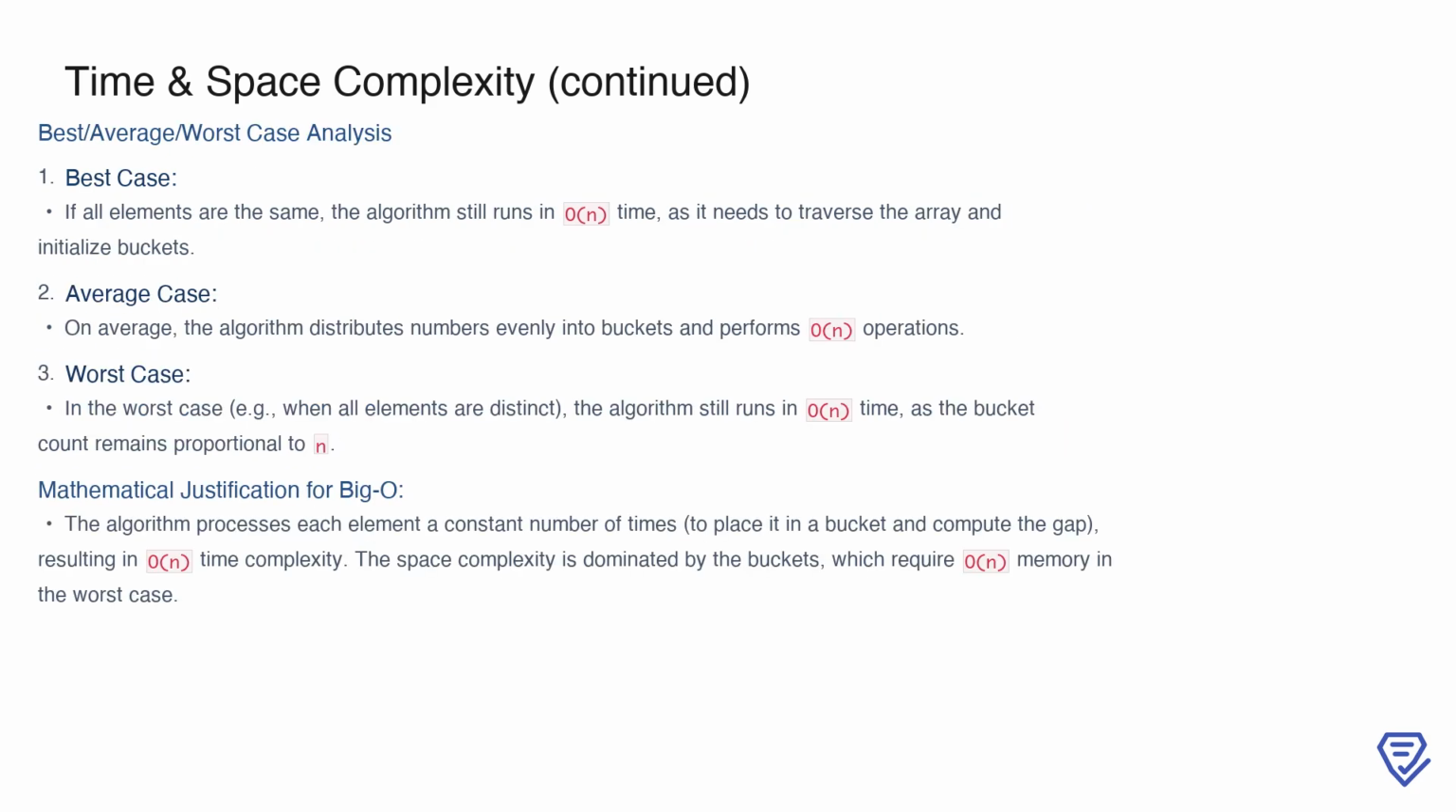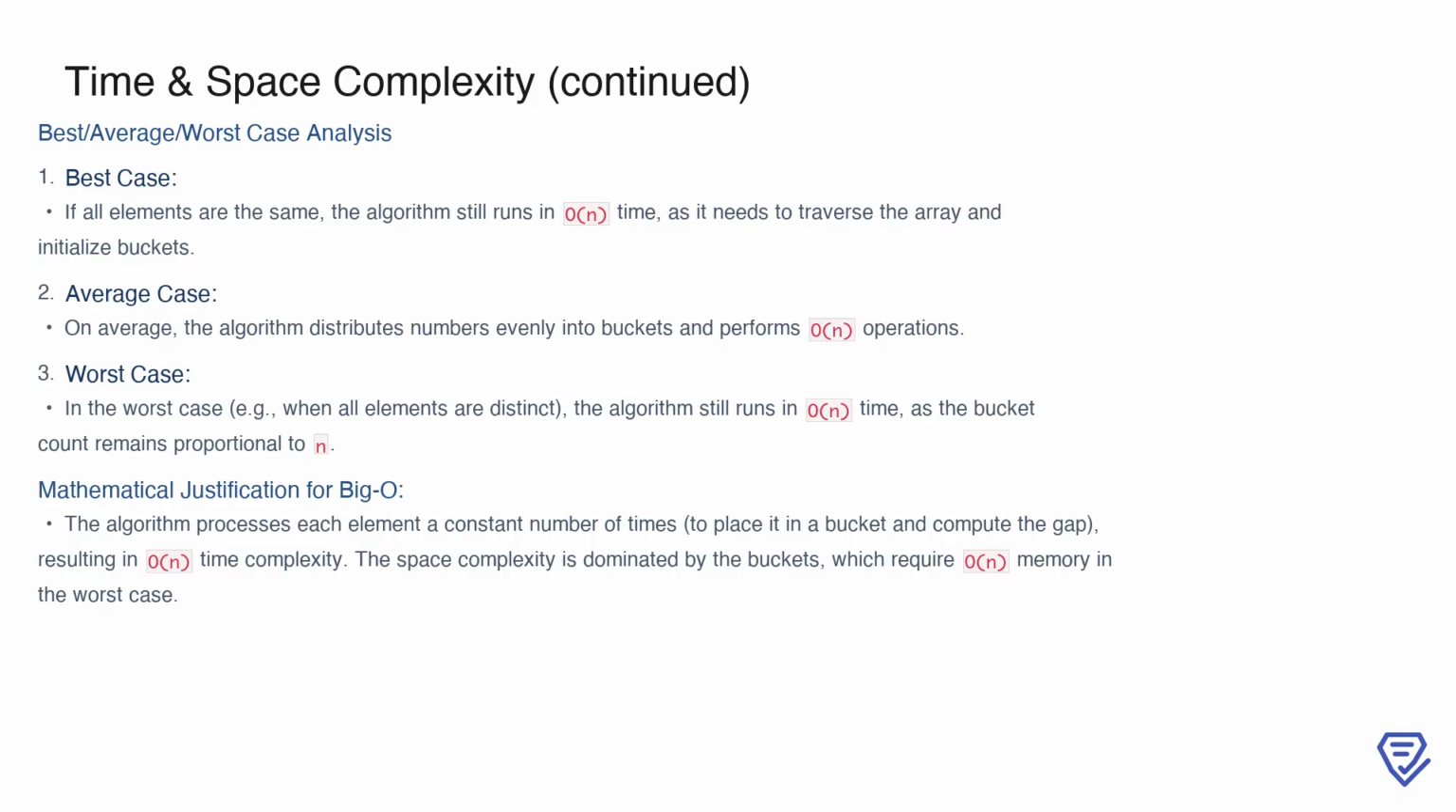Finally, let's discuss the best, average, and worst-case scenarios for this algorithm. In the best case, where all elements in the array are the same, the algorithm still operates in O(n) time because it needs to traverse the array and initialize the buckets. In the average case, the numbers are distributed evenly across the buckets, and the algorithm performs O(n) operations.